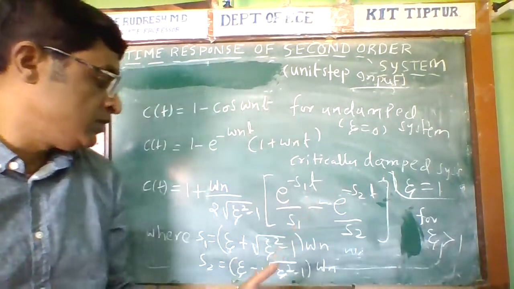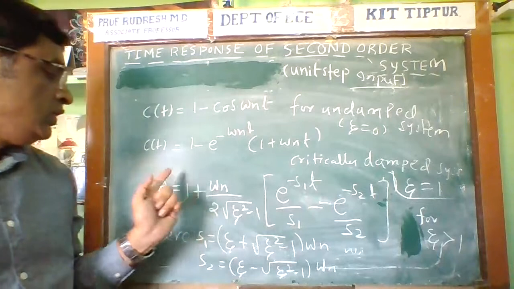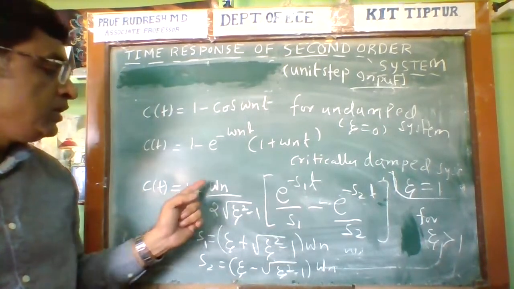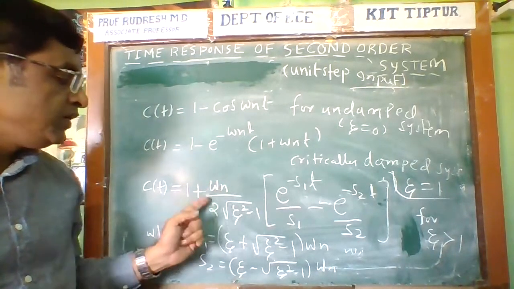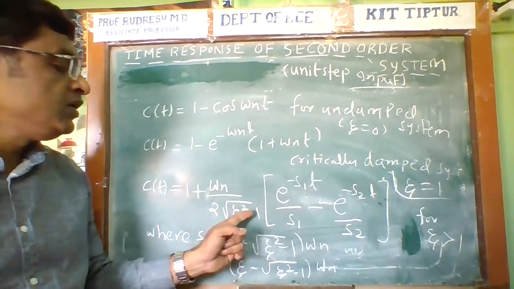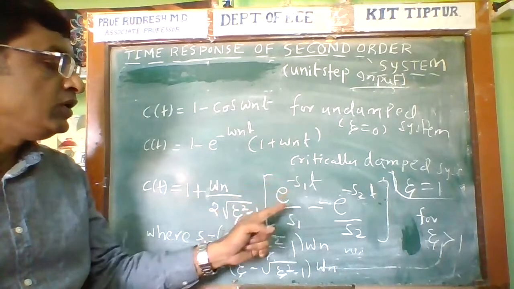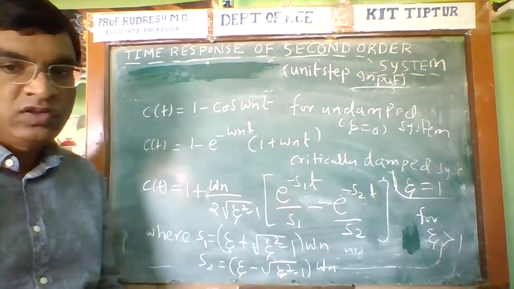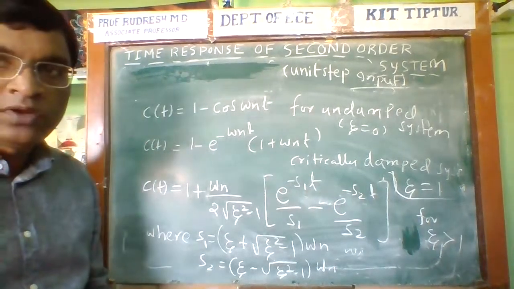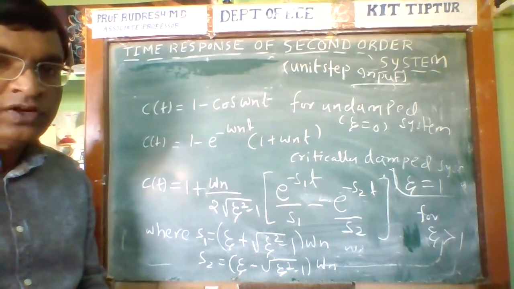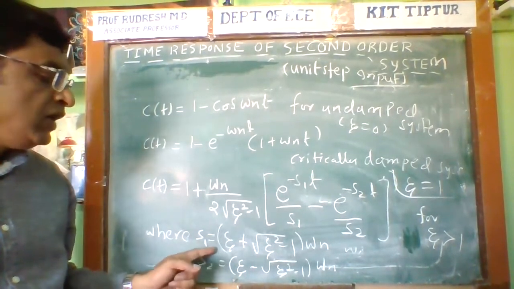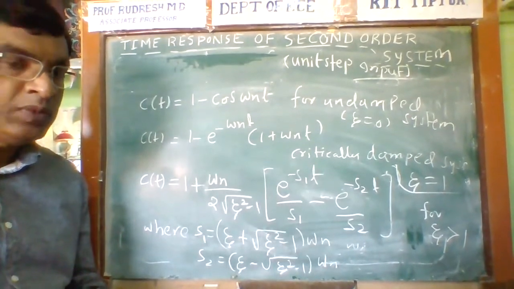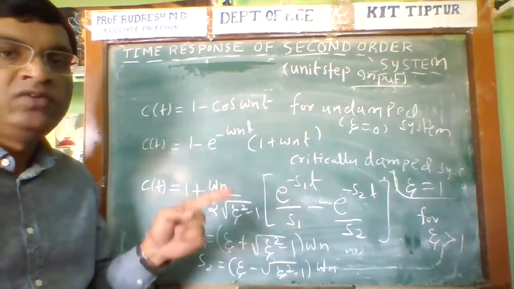If zeta is greater than 1, then the system is called an overdamped system. Therefore, C of t is equal to 1 plus omega n divided by 2 square root of zeta square minus 1, times e power minus s1 t divided by s1 minus e power minus s2 t divided by s2. S1 value is equal to this, S2 value is equal to this. So we should remember this while solving problems.